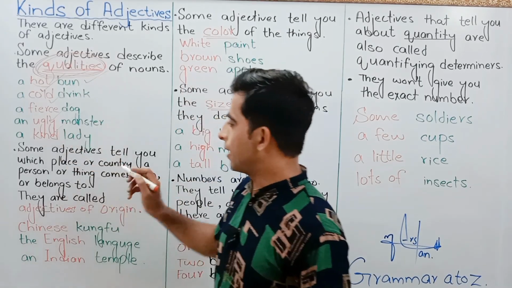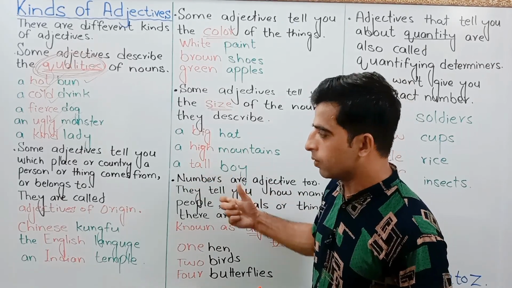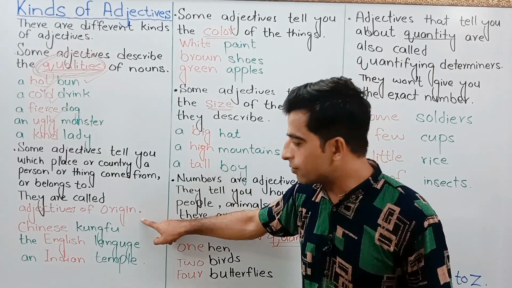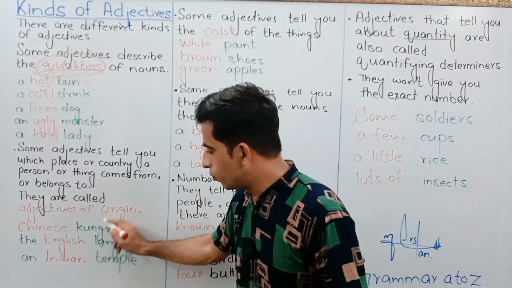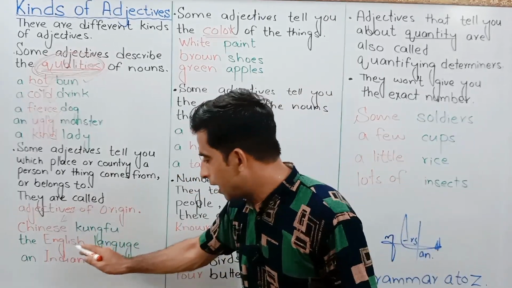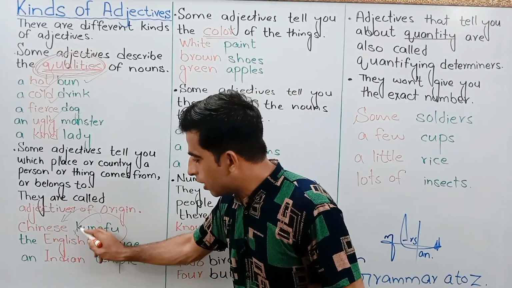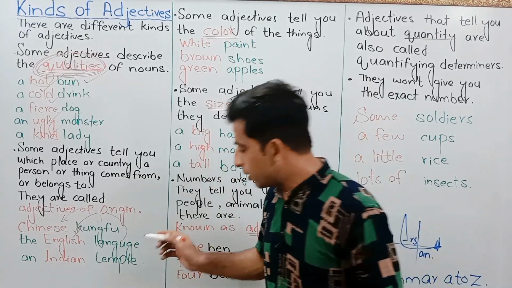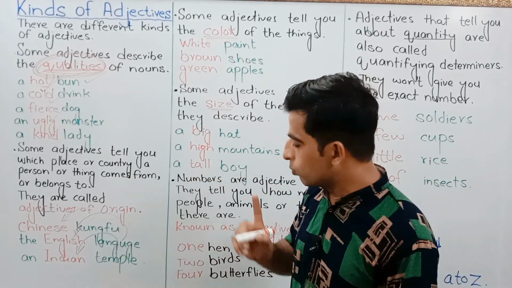A kind lady. What is the quality of the lady? Kind. Second, some adjectives tell you which place or country a person or thing comes from or belongs to. They are called adjectives of origin. Example, Chinese Kung Fu. That particular Kung Fu belongs to China. The English language. There are a lot of languages in the world, but what is the origin of the language? English. An Indian temple. There are a lot of temples in the world, but the origin of the temple is Indian.